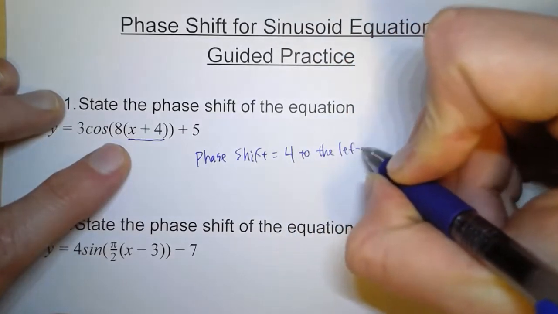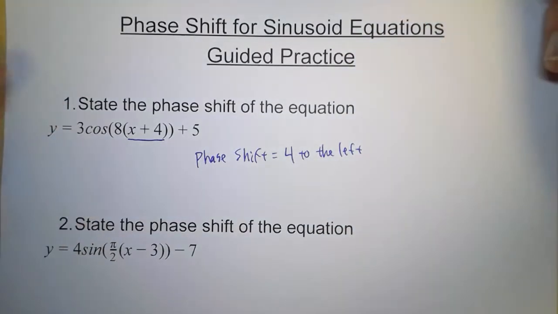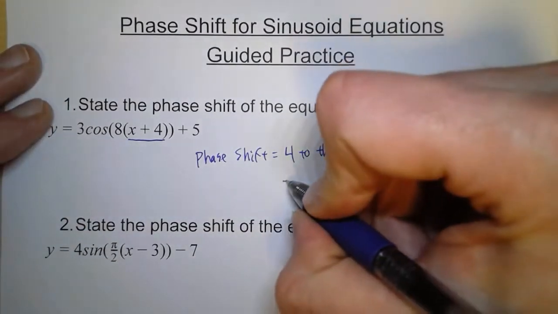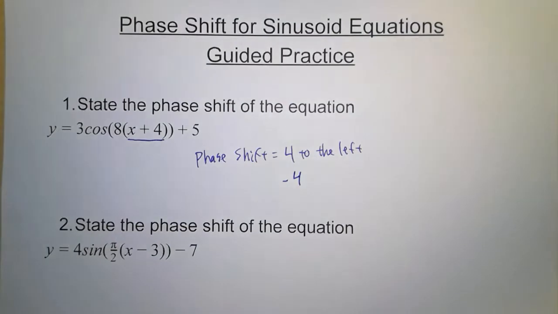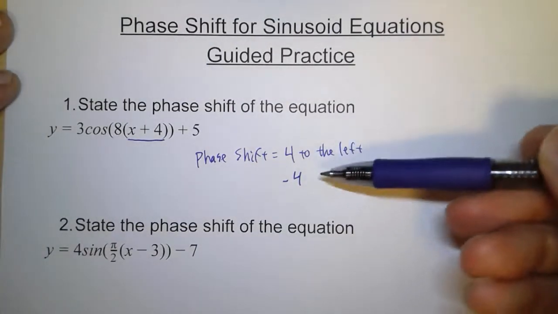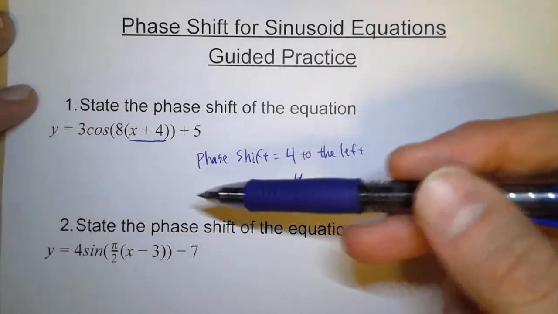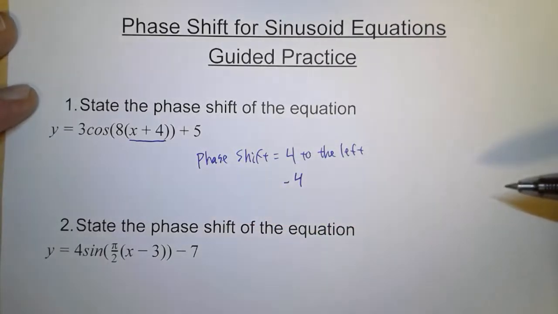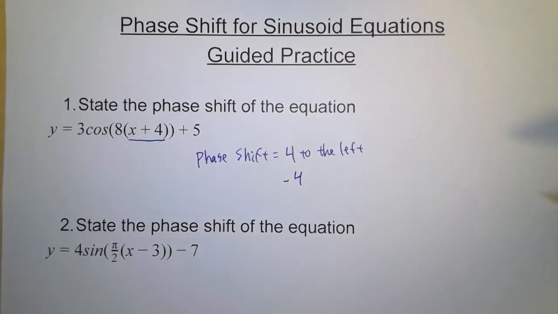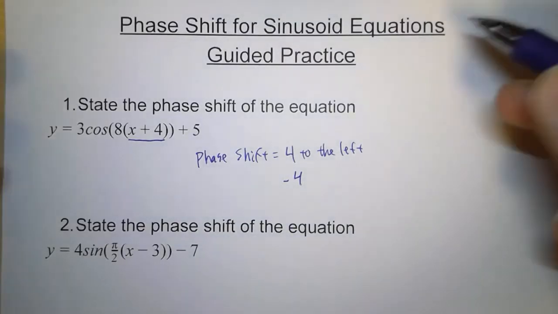Now some people don't add in the direction. For some people what they say is, they say the phase shift is just simply -4. Because the idea is that if you move something to the left, its x value goes down. Whereas if you move it to the right, it goes up. So a phase shift to the right is considered positive, a phase shift to the left is considered negative.